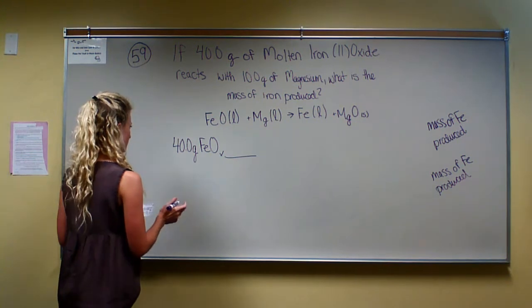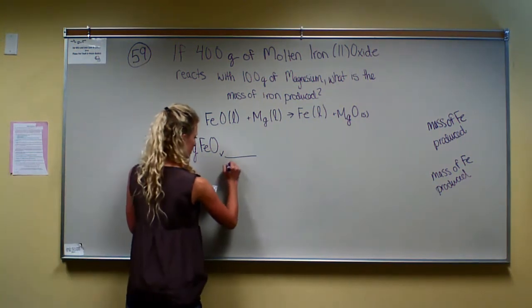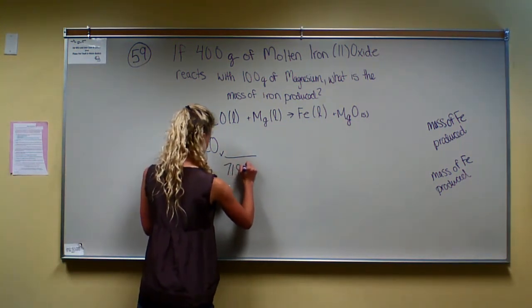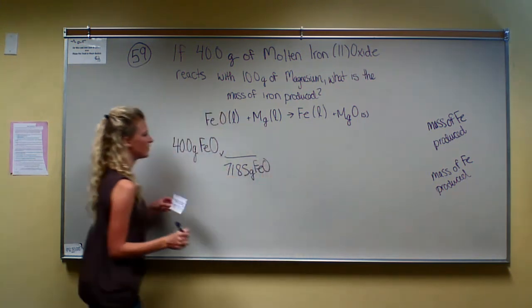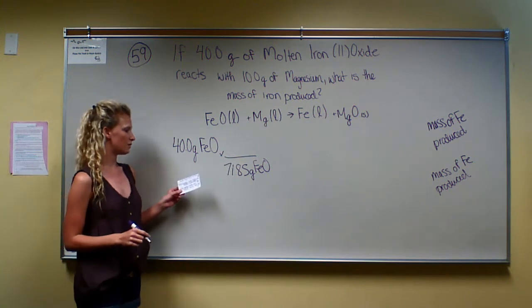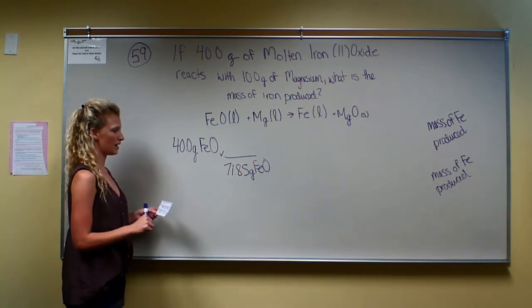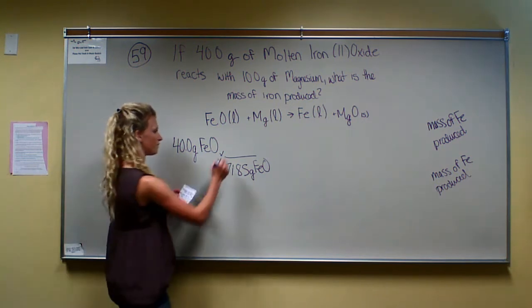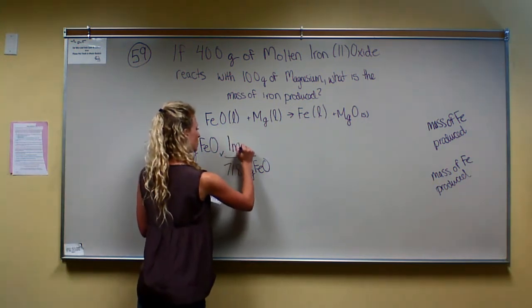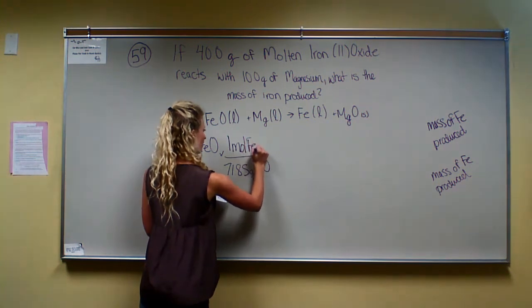The molar mass of iron oxide is 71.85 grams. And we get that from our periodic table. Both the mass of iron and the mass of oxygen combined is 71.85, and that's equivalent to 1 mole of iron oxide.